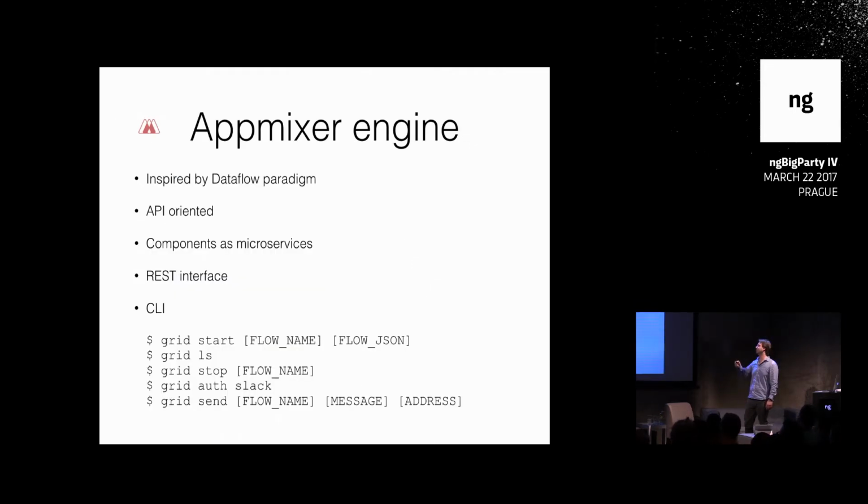That brings us to the Appmixer engine, which is highly inspired by the Dataflow paradigm. We took many of the ideas of the Dataflow paradigm and applied them to the world of APIs. So it's API-oriented. The nodes in the Dataflow program in the Appmixer engine, we call components, and they're basically like lightweight microservices. The engine has a REST interface, and it has a command line client. You run the engine in a daemon mode, and then you can interact with it through the command line client or through the HTTP API. You can start flows, stop flows, send messages to components, inspect the logs, and more.